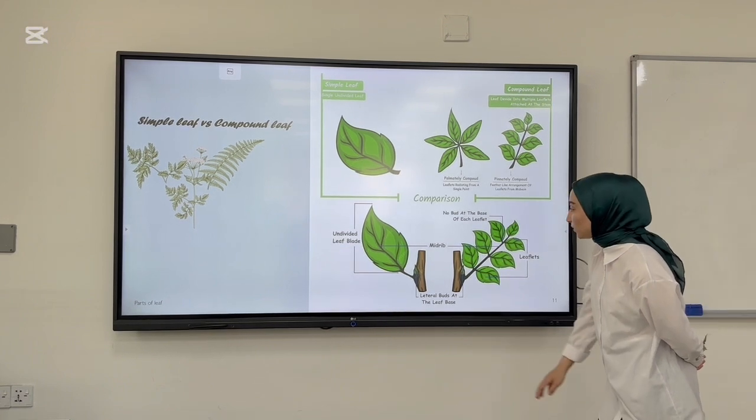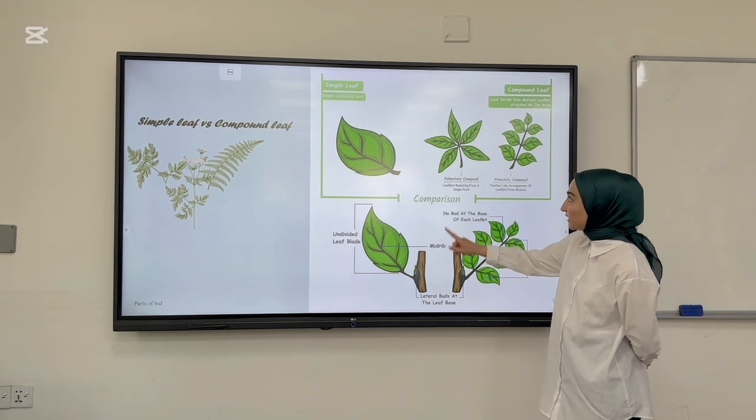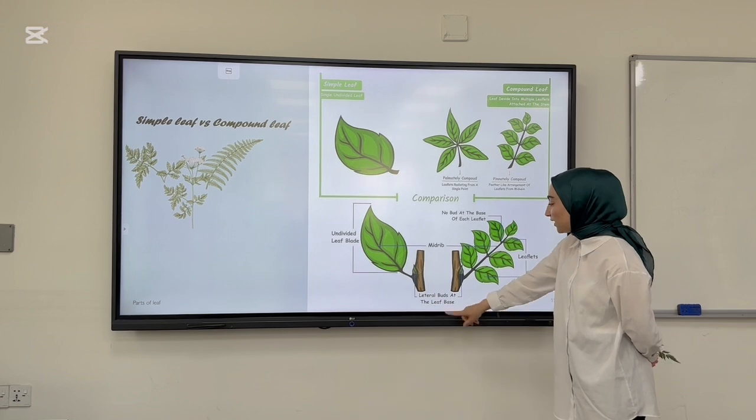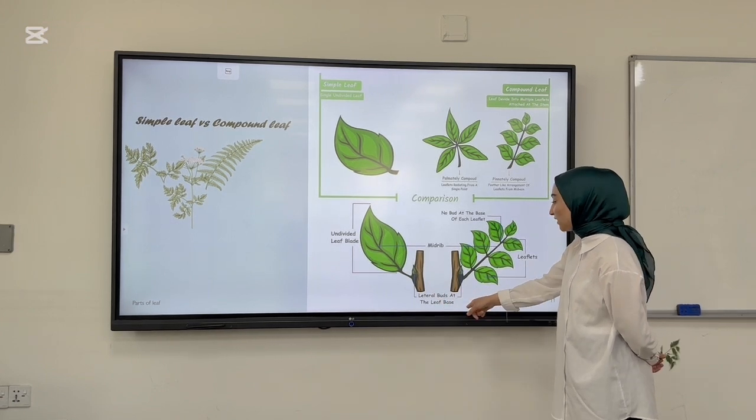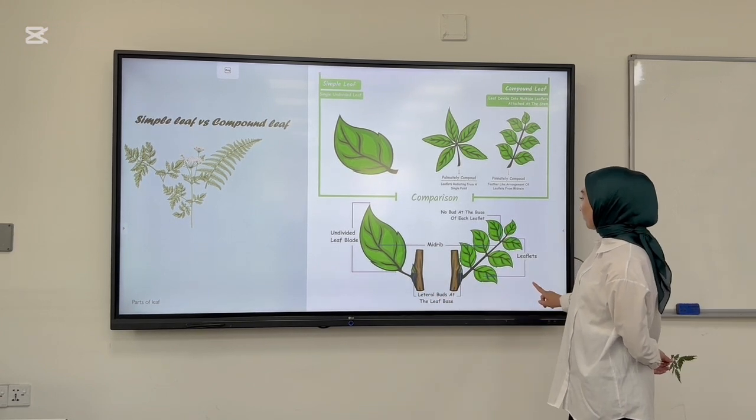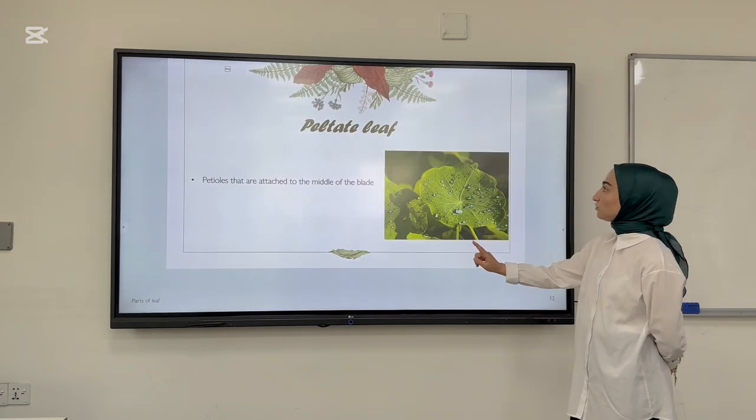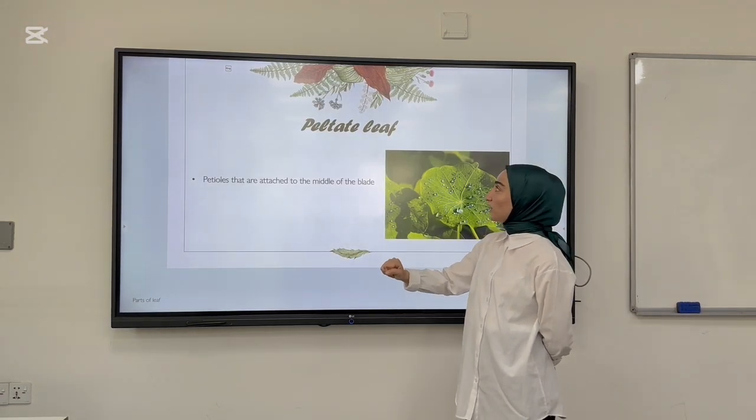Both simple and compound have a lateral bud at the leaf base. And that's all about it. Let's talk about the peltate.